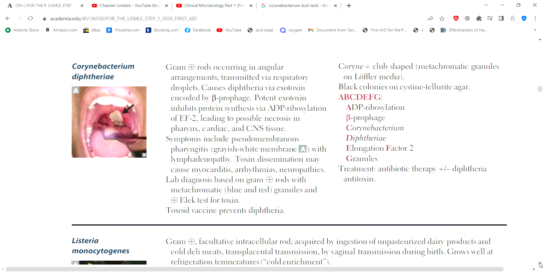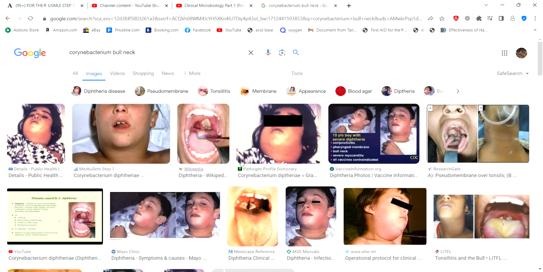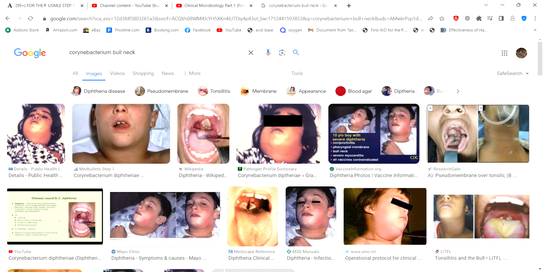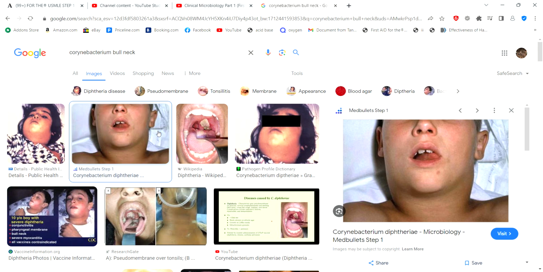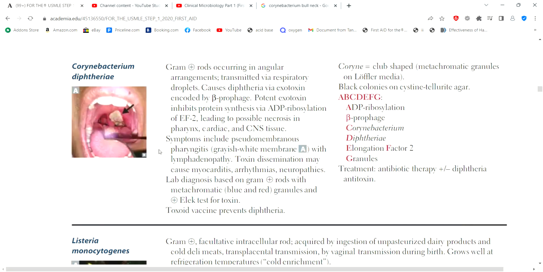Symptoms include pseudomembranous pharyngitis, which is a grayish-white membrane, like you see right here, and it also causes lymphadenopathy and bull's neck. I'll show you right here. Corynebacteria. See this? This is the pseudomembrane right here, and then the bull neck appearance. It's this. Okay.